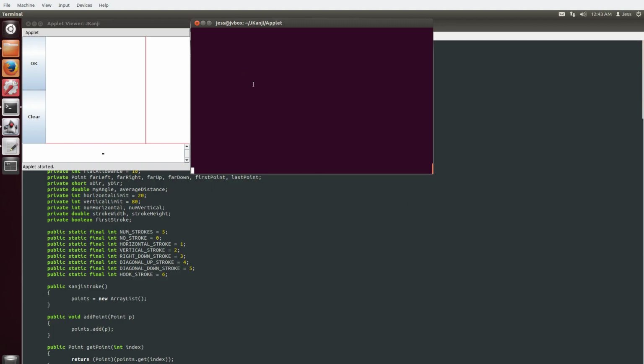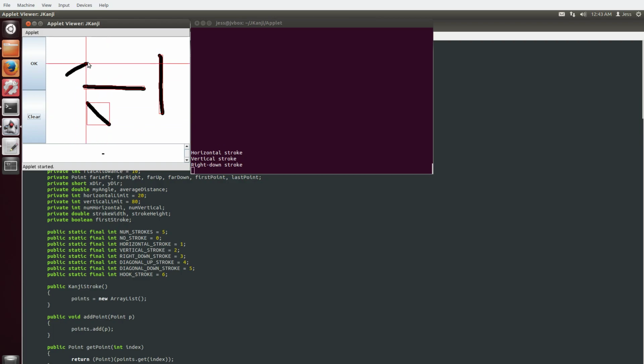This is a very simple online handwriting recognition system for the Japanese language. So you can see as I click and draw a stroke, the stroke is recognized as a horizontal stroke. You can support vertical strokes, diagonal strokes, and all these strokes are enabling the system to determine what character that might potentially represent.